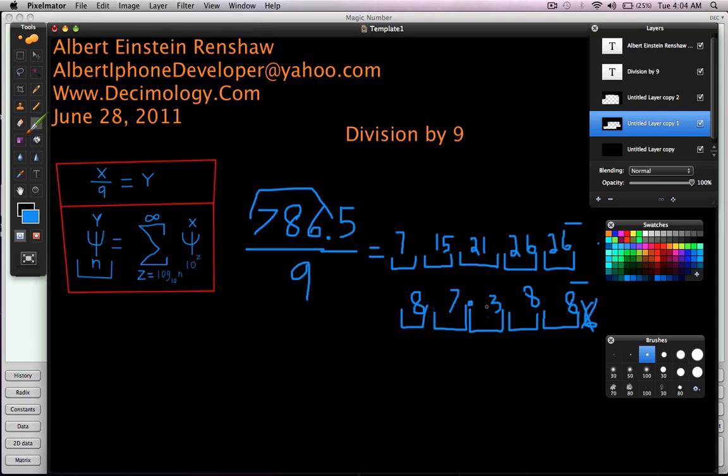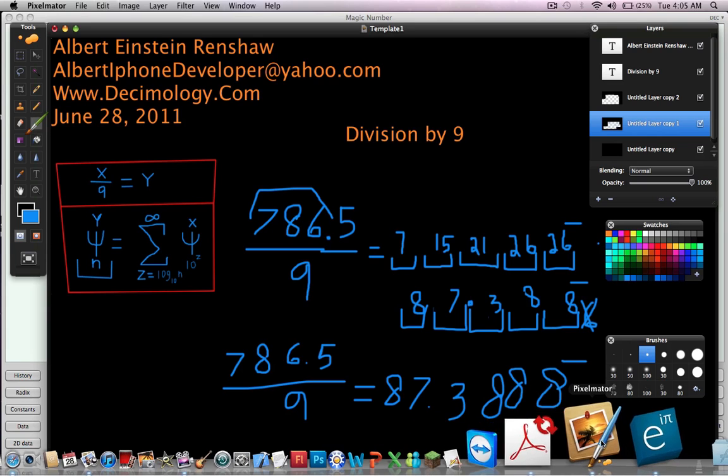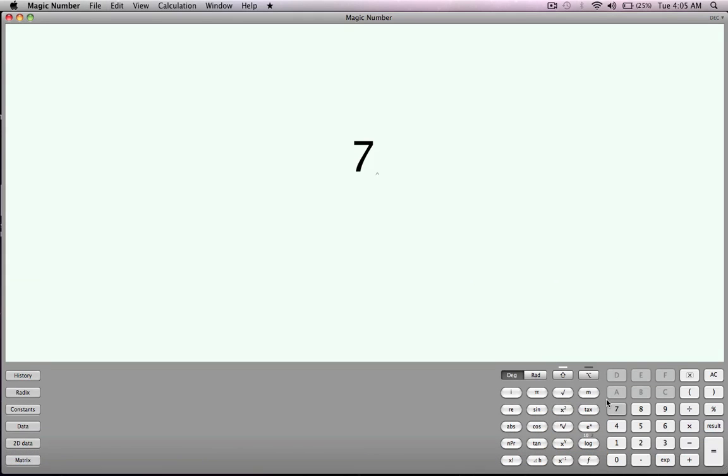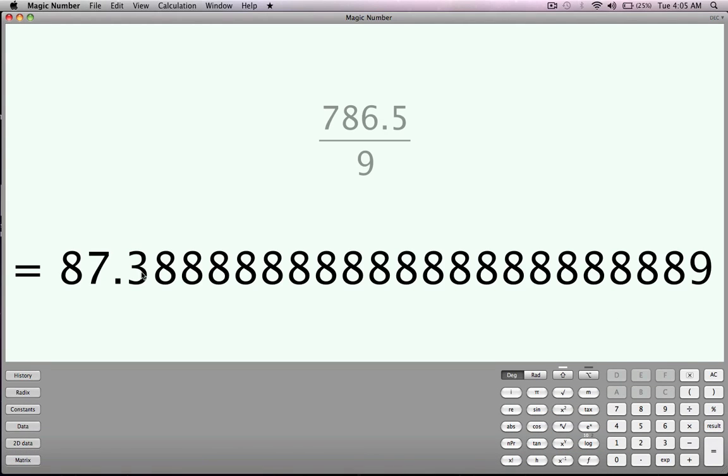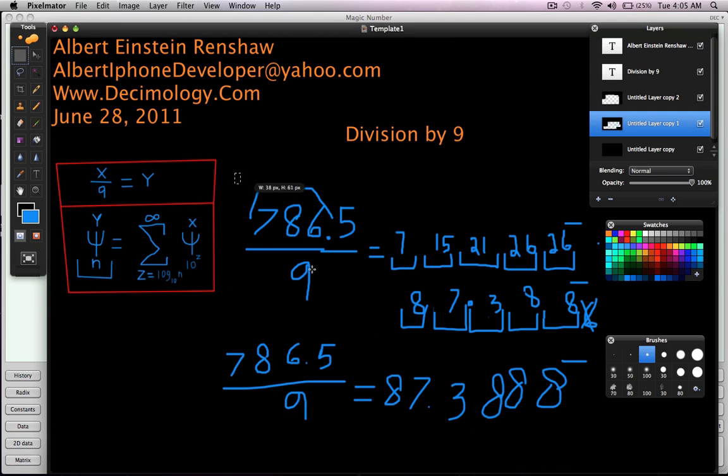So 87.388 barred. So if the pattern works, 786.5 divided by 9 should equal 87.388, and so on. So 786.5 divided by 9, let's plug that in. 87.3888888. This is a non-algebraic pattern as of now.